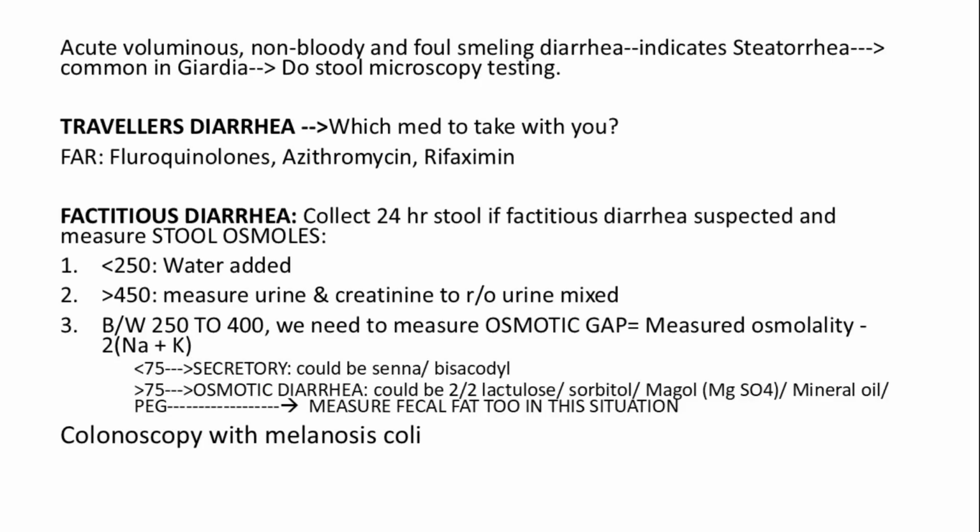If the osmotic gap is less than 50, this points toward a secretory diarrhea, which could be caused by stimulant laxatives such as senna or bisacodyl. If the osmotic gap is greater than 75, it suggests osmotic diarrhea, possibly due to ingestion of substances like lactulose, sorbitol, magnesium sulfate, e.g., Milk of Magnesia, mineral oil, or PEG. In such cases, it is also appropriate to measure fecal fat to evaluate for malabsorption.